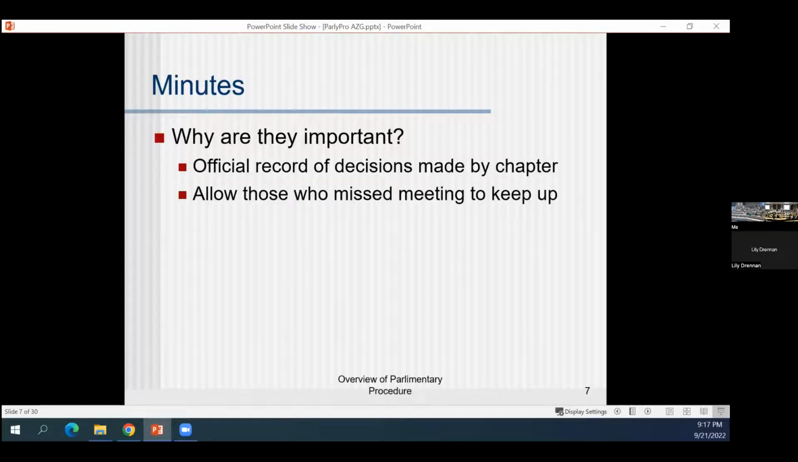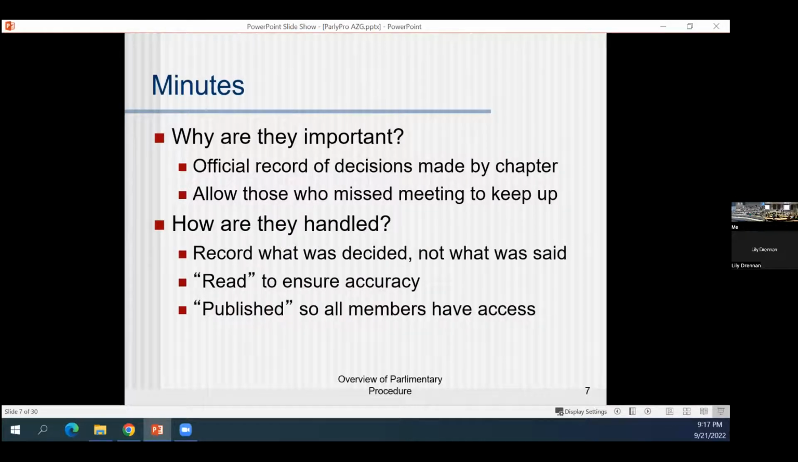The official record is the legal record of what is going on. It also allows anyone who wasn't at the meeting to stay abreast of what's going on, so that when they attend the next meeting, they know what happened when they weren't there. And I sort of covered this. It's a record of what was decided, as she said, decided, not what was said.